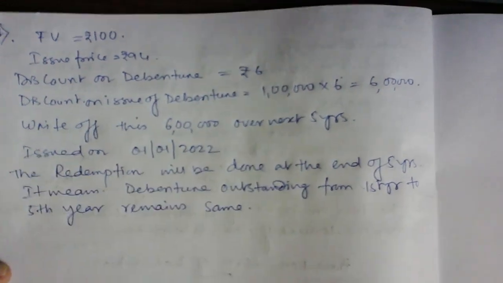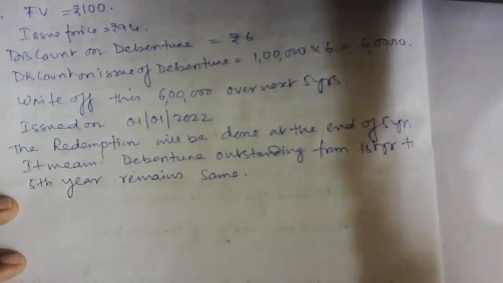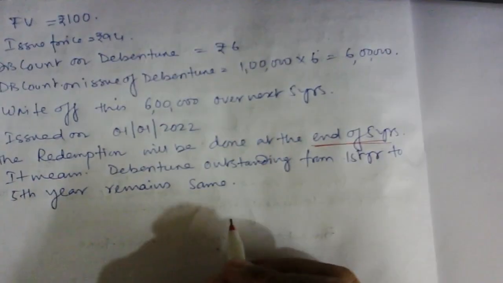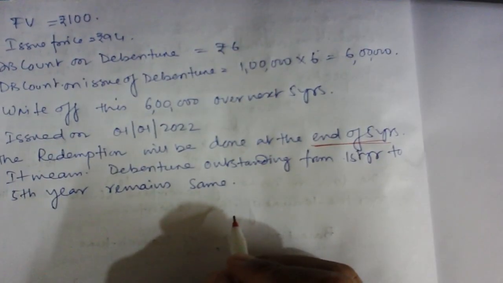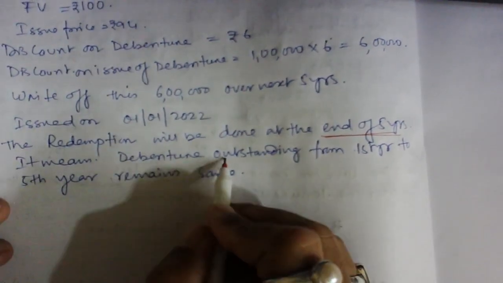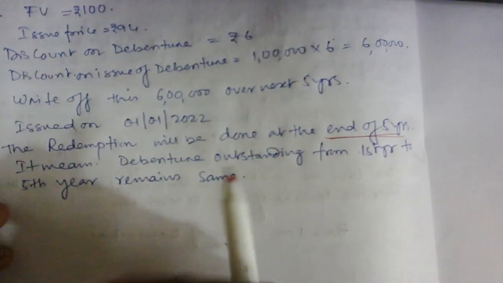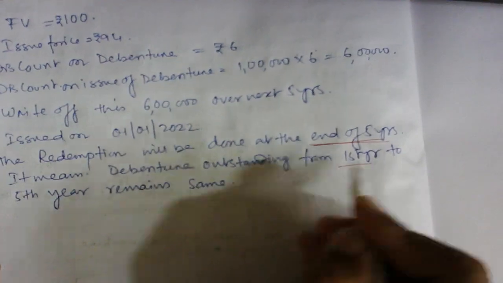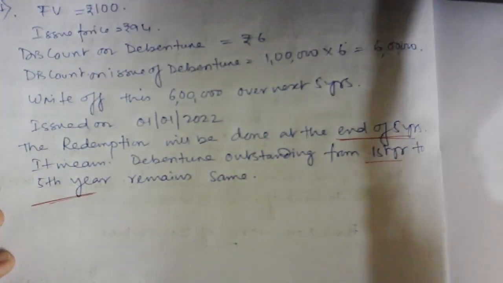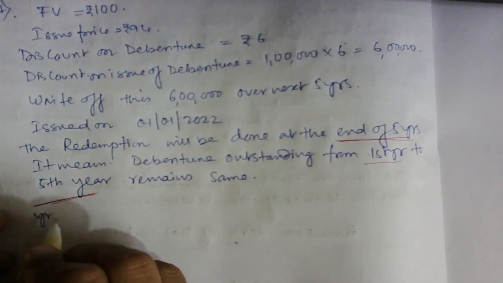So guys, make it easy. As the debenture redemption will be done at the end of the 5th year, remember the debenture outstanding, meaning the amount outstanding to the debenture holder, remains the same from first year to 5th year. There are no differences.